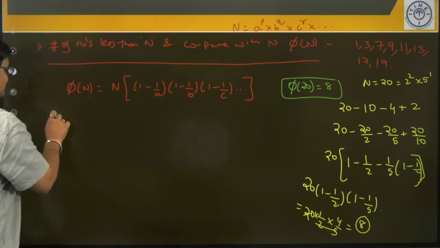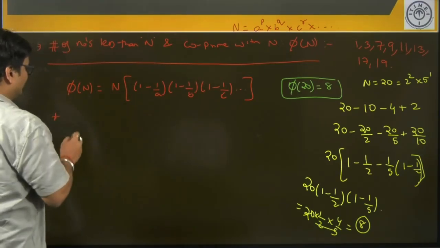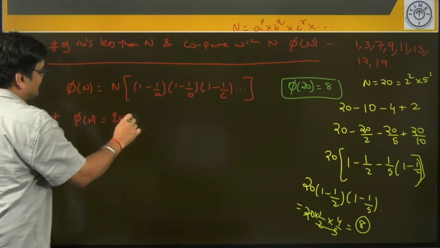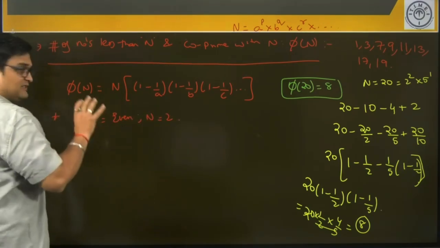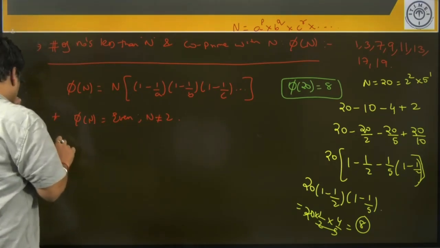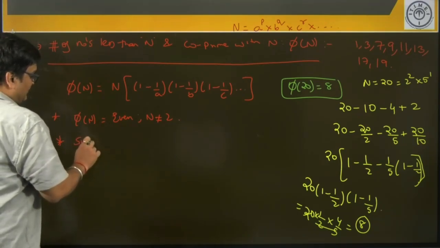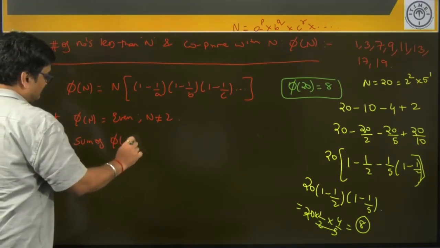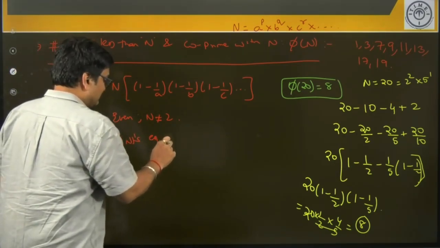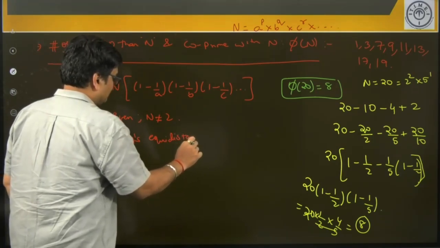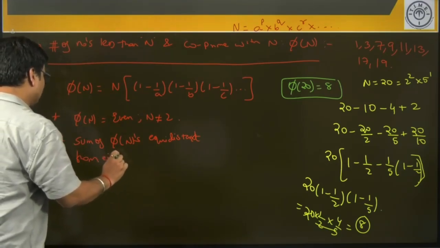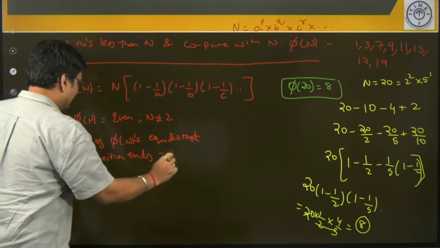Now there are some properties that we need to remember with respect to phi of n. One of the points about phi of n is that phi of n is always even except for n equal to 2. That's a special case. Next point: the sum of the numbers in the list equidistant from either end is equal to the number itself.